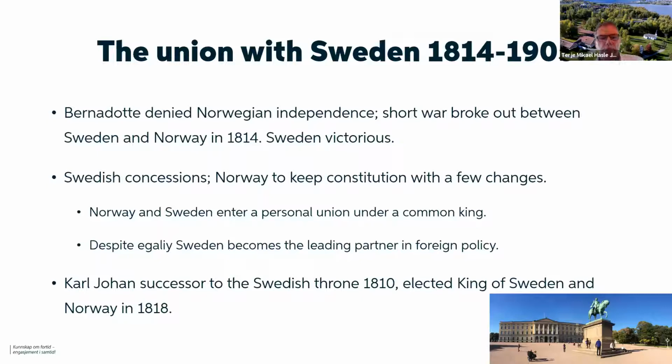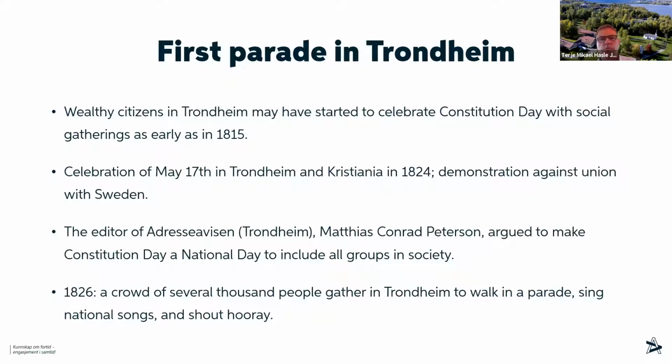But Karl Johan becomes the successor to the Swedish throne. He became the successor in 1810. He's elected King of Sweden in 1818. And you see the statue in front of the Royal Palace in Oslo. You see King Karl Johan on his horse, which is also a very well-known statue in Oslo. So now this is the background of Syttende Mai, why we celebrate Syttende Mai.